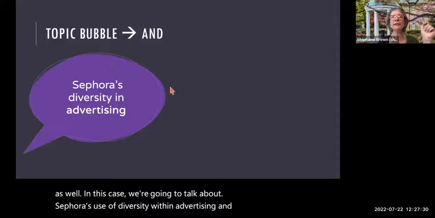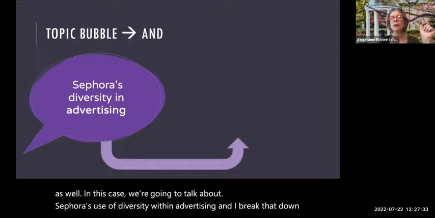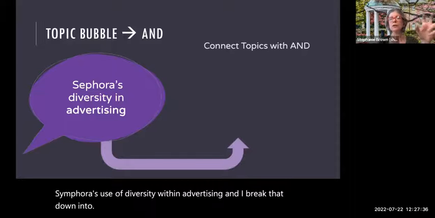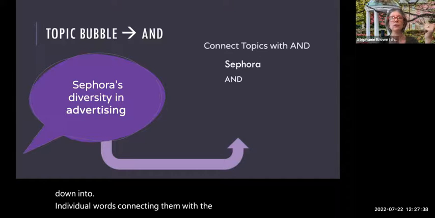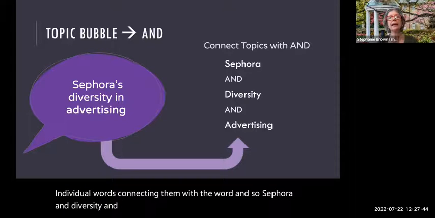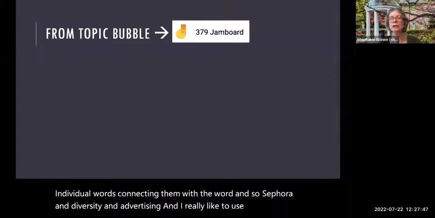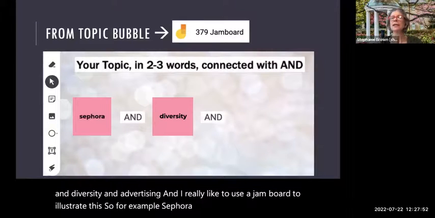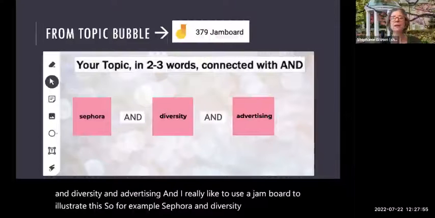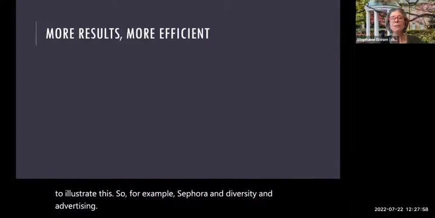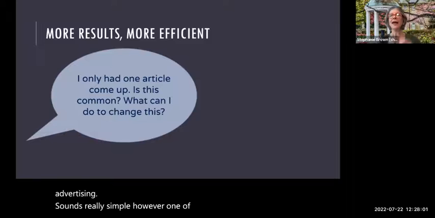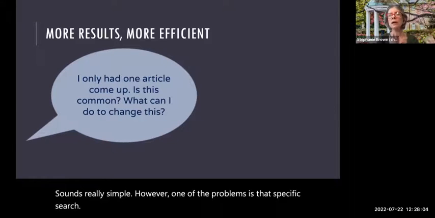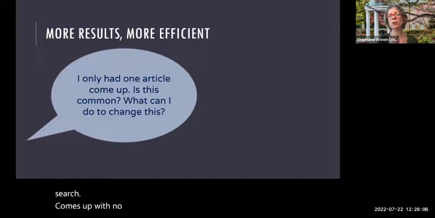And I break that down into individual words, connecting them with the word and. So Sephora and diversity and advertising. And I really like to use a Jamboard to illustrate this. So for example, Sephora and diversity and advertising. Sounds really simple. However, one of the problems is that that specific search comes up with no results in the library resource and not very many results in Google.